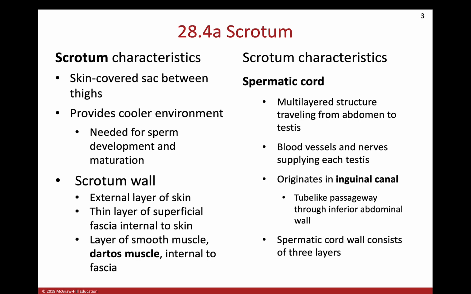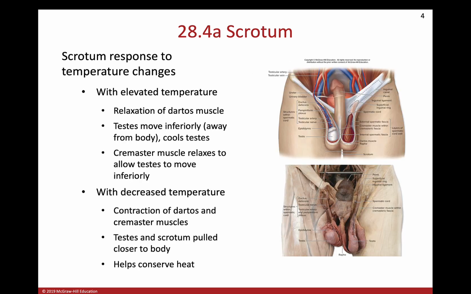There is the spermatic cord. This is a multi-layered structure traveling from the abdomen to the testis. Keep in mind, this is where the blood vessels and nerves supplying the testes are. It originates within the inguinal canal, a tube-like passageway through the inferior abdominal wall, and the spermatic cord wall consists of 3 layers.